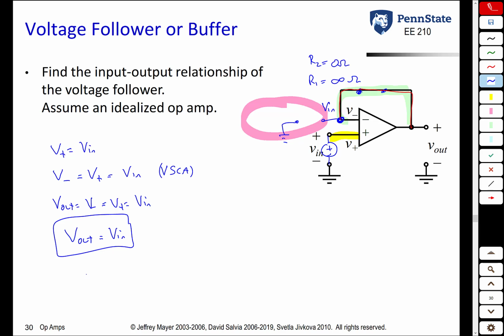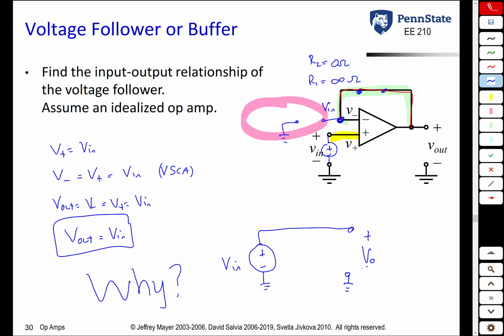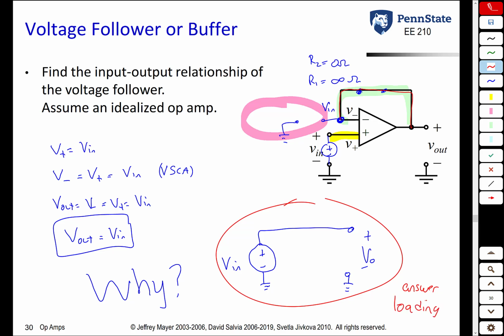The first thing you may ask yourself is, why do you need a circuit like this? If you want an output voltage to equal an input voltage, why not just connect your input signal directly to what we're calling our output terminals and call it a day? Why can't you just use this? The answer is because of loading. So we'll look at that on the next page here.